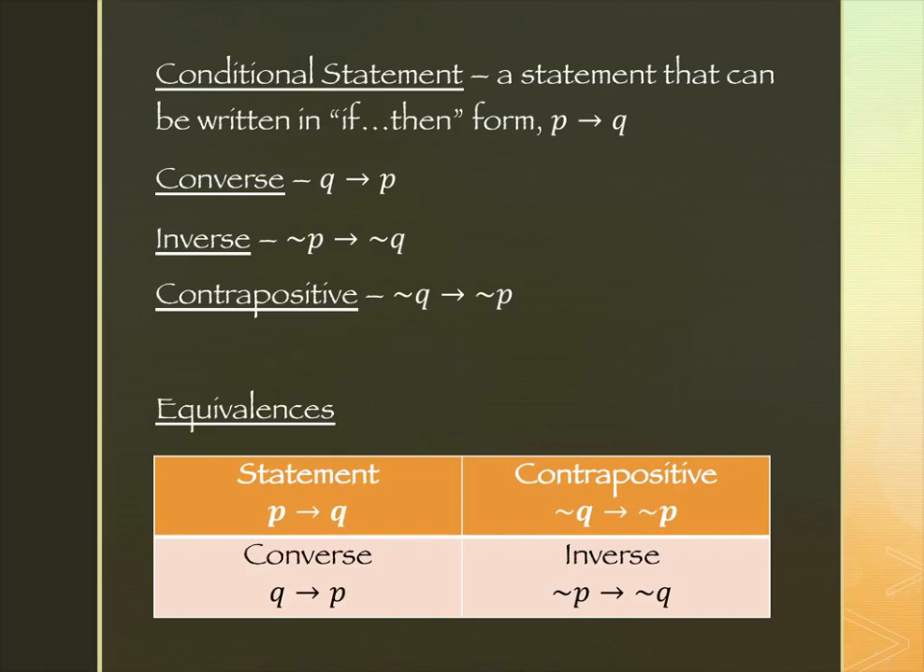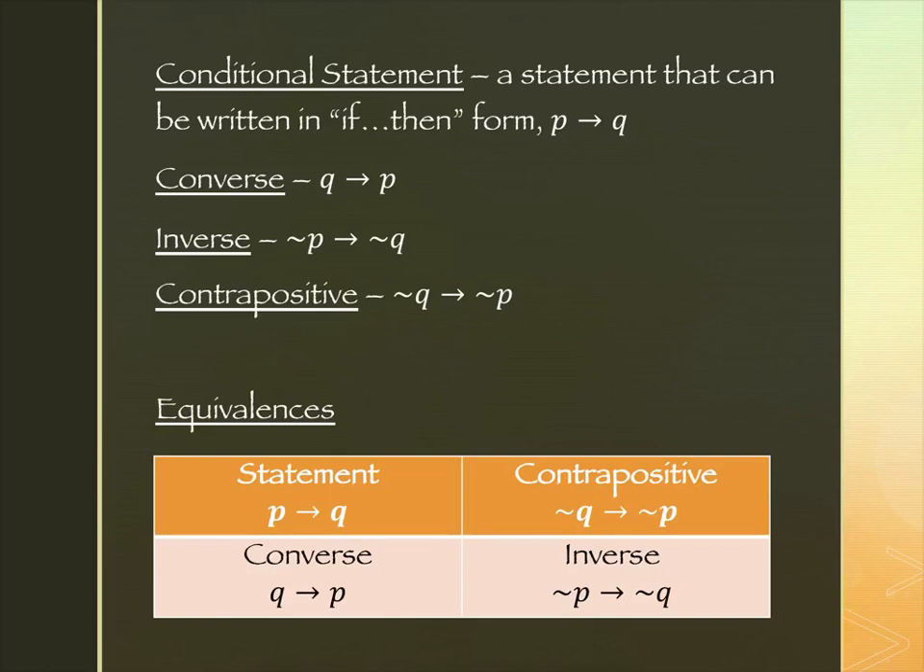The converse just changes the order around, right? Q goes to the front, and P goes to the back. The inverse keeps the order the same. The P and the Q are in the same places, but they're both negated. And the last one is the contrapositive, and it switches both. It switches the order, and it negates things.